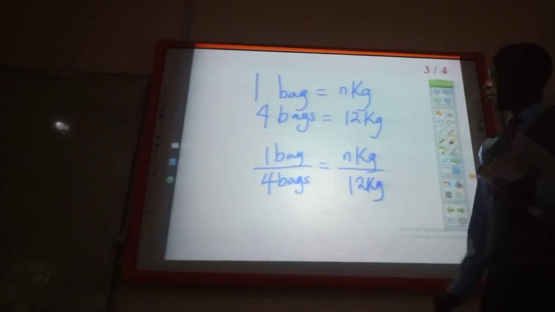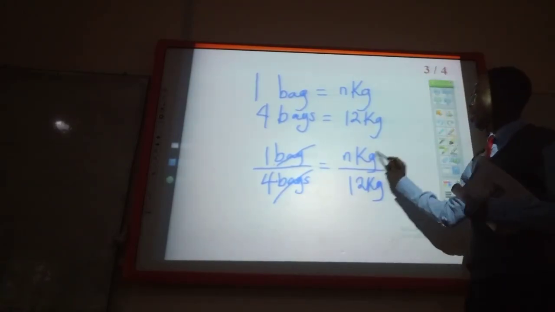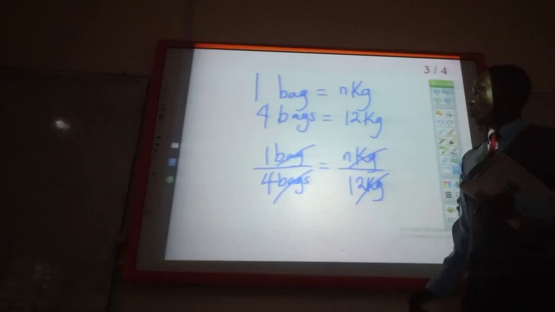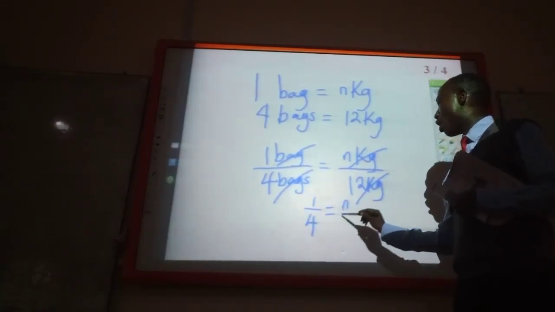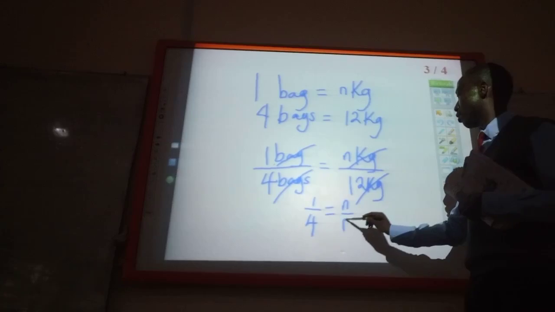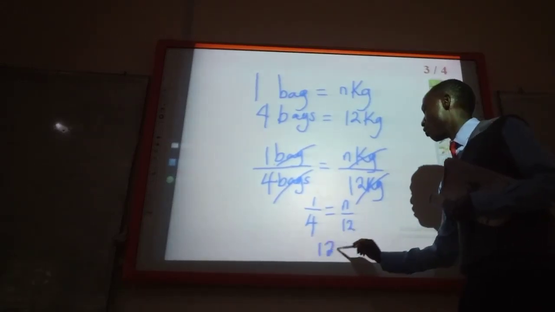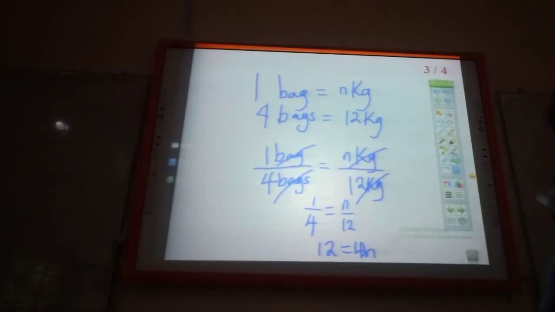Is that clear? So the bag and the bag will cancel. The kg and the kg will cancel. So what do I have? 1 over 4 equal to n over 12. So if I cross multiply, I will have 12 equal to 4n. Is that clear?